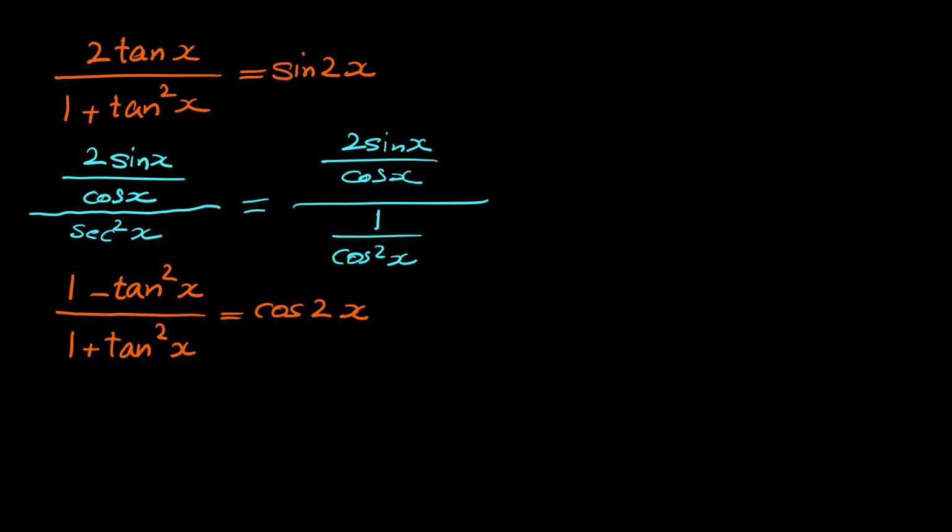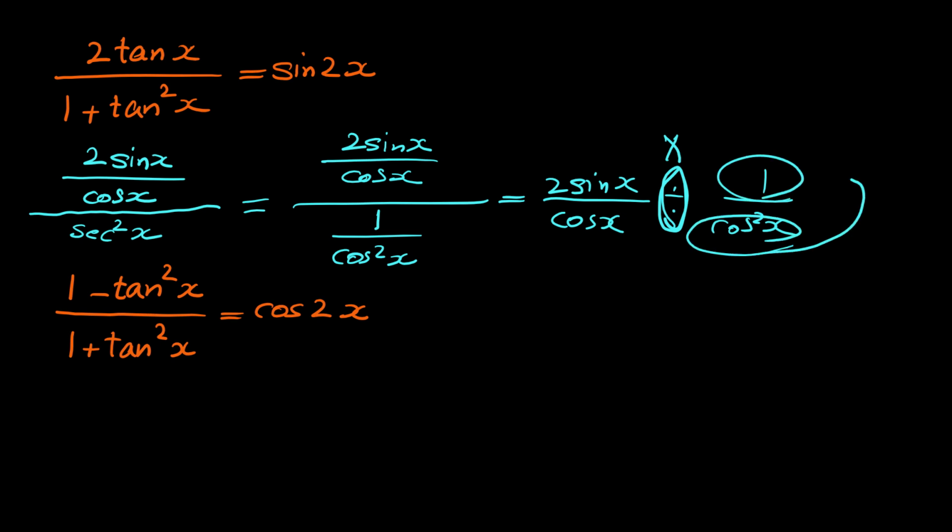Secant to the 2 is 1 over cosine to the 2. Now we have a fraction divided by another fraction. Usually the students here simplify this in this way: 2 sine x over cosine x divided by 1 over cosine to the 2. Then they change division to multiplication, and they flip this, which they bring this to numerator, they move this to the denominator.